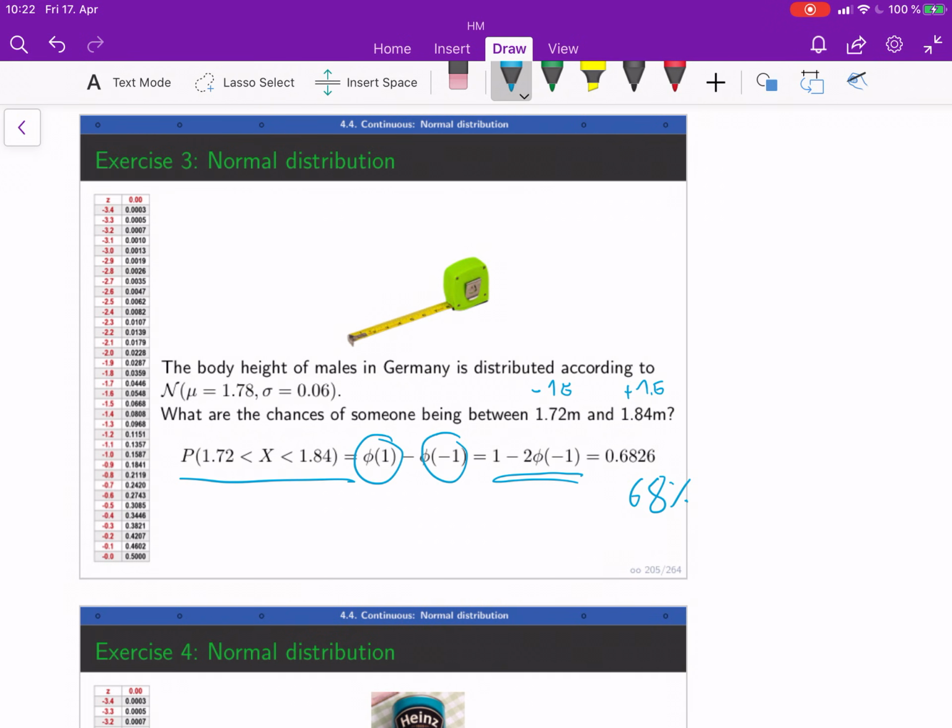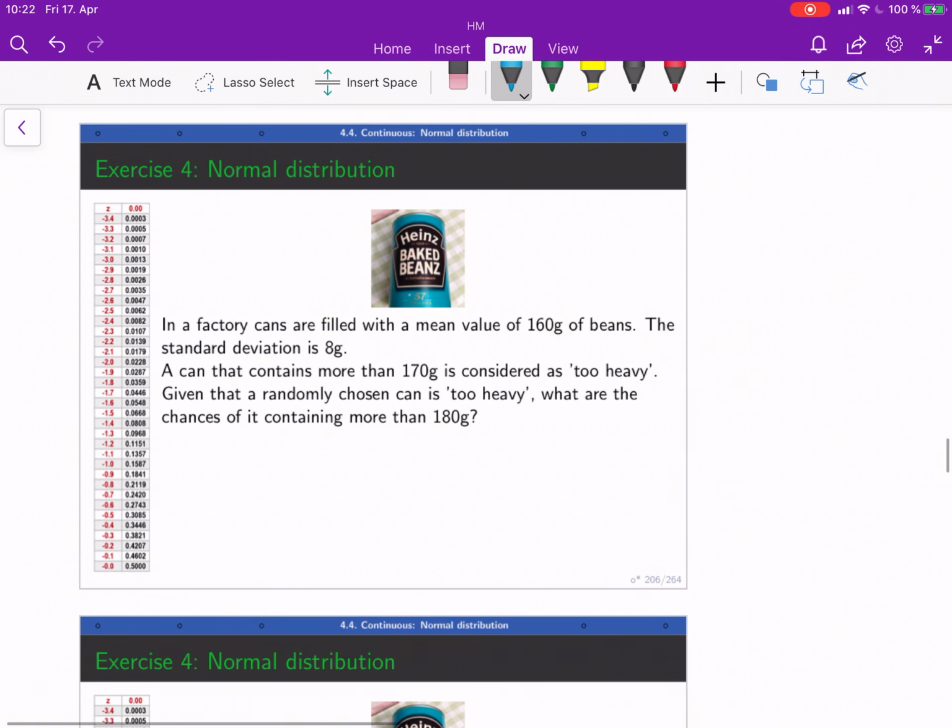Awesome. Okay, enough of German males. Let's talk about something more British. Let's talk about baked beans. So a factory wants to fill cans with like 160 grams of beans, and obviously every filler machine has a standard deviation. It has a kind of variation in how it gets them in. So there's a sigma of 8 grams.